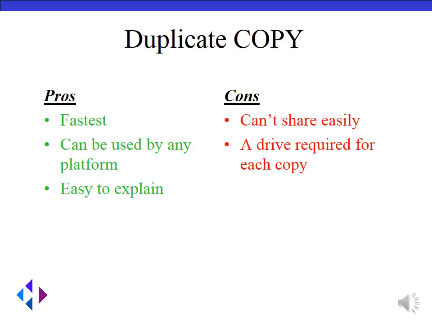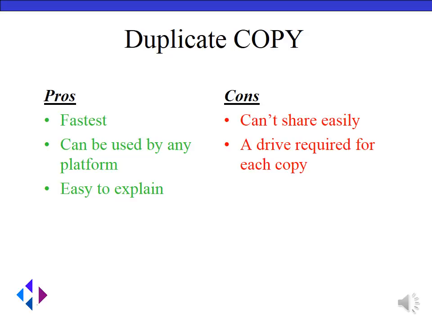Duplicate copy. The pros: it's the fastest way to make a copy. You're going from disk to disk. In fact, the only limiting factor, speed-wise, of copying from disk to disk is the hard drive that is the slowest to write. It can be used by any platform, and it's easy to explain. Visually, it's easy to show a jury how you literally take ones and zeros off of one platter and put them onto the other one directly.